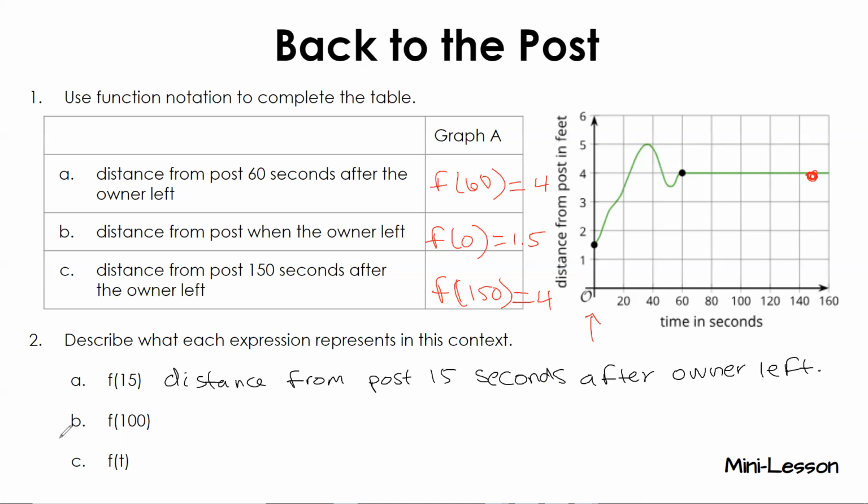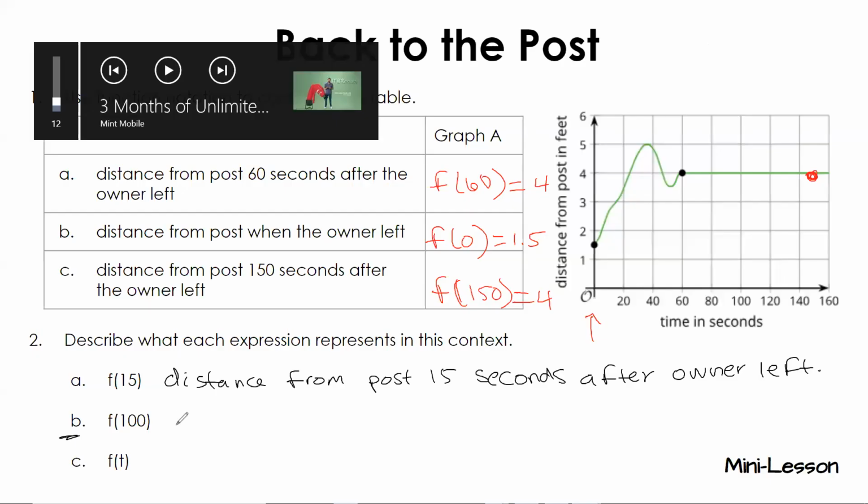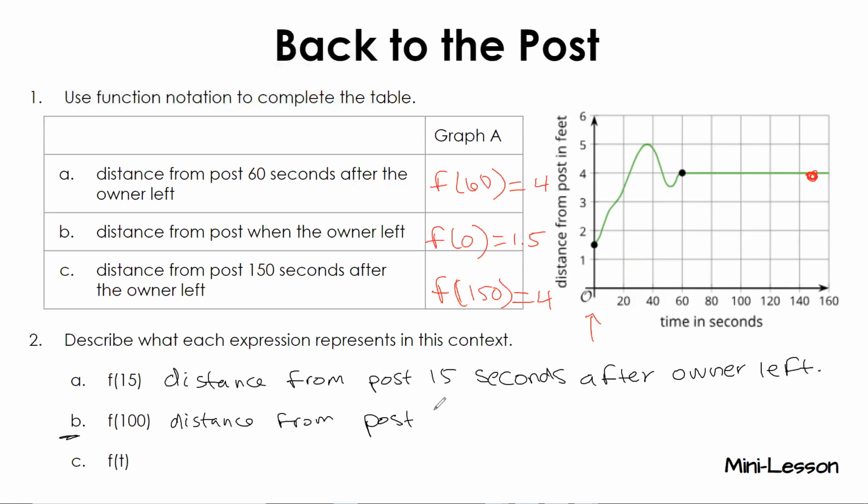Do you think you can do B? Okay, try that one. All right, so on B, what'd you get? Okay. Distance from post, 100 seconds after owner left, right? Perfect. Makes sense? Okay, now they're trying to trick you up on this last part, but don't let them.